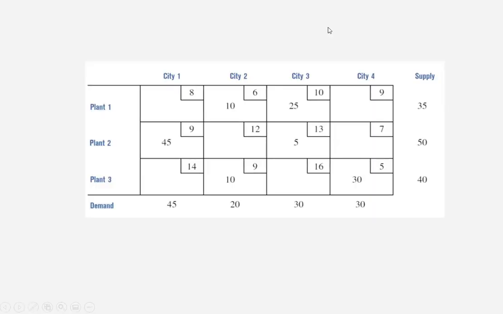Next, one thing that you may notice here, what is the total demand? 30 plus 30 plus 20, that's 80, plus 45, 125. What's the total supply? 90 plus 35, 125. So demand and supply are the same. In that case, we would say the problem is balanced.